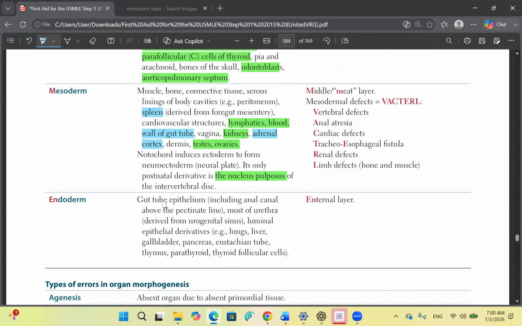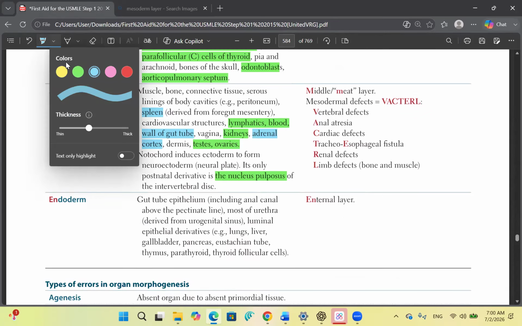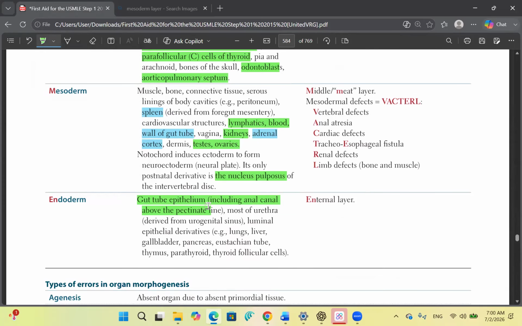And we have endoderm. Endoderm is the gut tube epithelium, including the anal canal above the pectinate line. The anal canal below the pectinate line is from the ectoderm. Most of the urethra is derived from the urogenital sinus. There are luminal epithelial derivatives, for example lungs, liver, gallbladder, pancreas, eustachian tube, thymus, parathyroid, thyroid follicular cells. It is an internal layer.